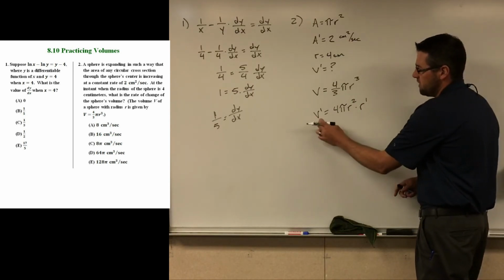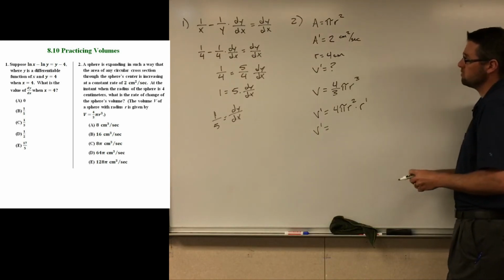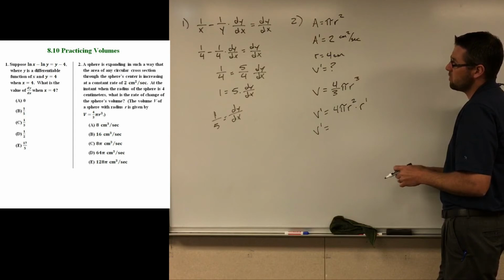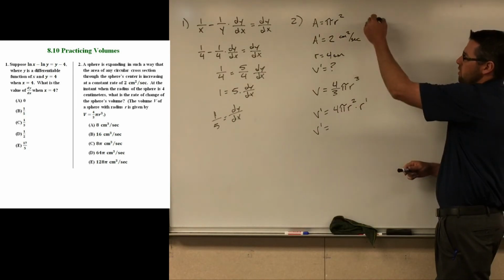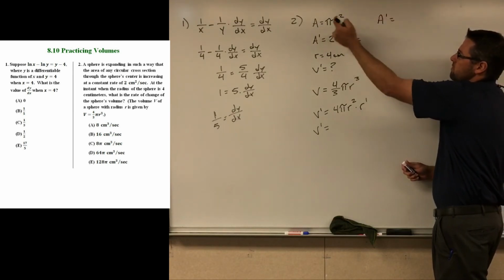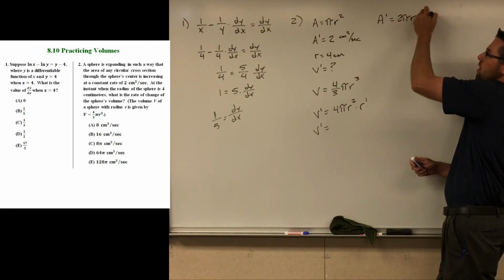So now we're looking for this. We got to know these. Any ideas? Do we know those? Take the derivative of the area to find our r prime. Okay. Oh, all right, fair enough. So A prime is equal to what? 2 pi r times r prime.